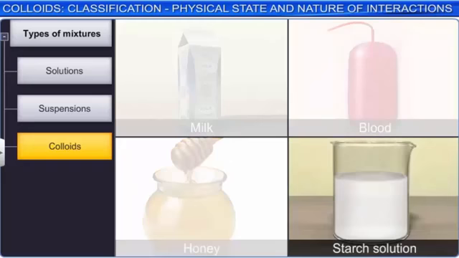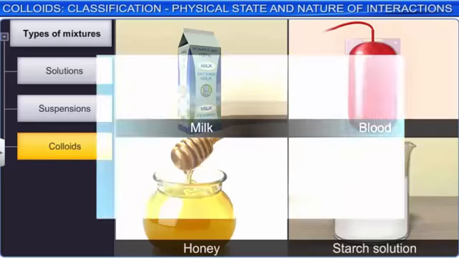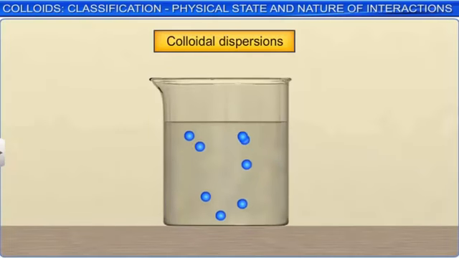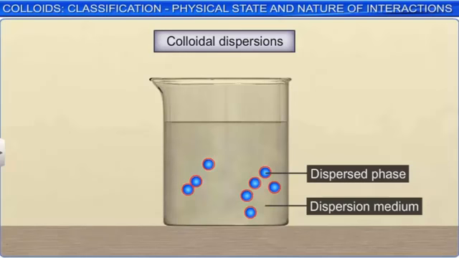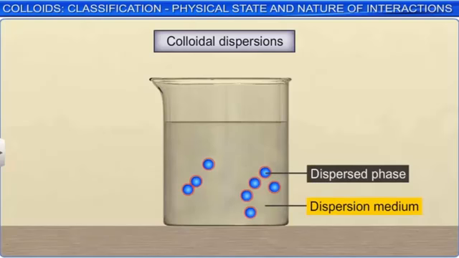Colloids are also called colloidal dispersions because the colloidal particles are dispersed throughout the mixture. For a colloidal solution, we use the terms dispersed phase and dispersion medium. The phase that is scattered or present in the form of colloidal particles is called the dispersed phase, and the medium in which the colloidal particles are dispersed is called the dispersion medium. For example, in a starch solution, starch represents the dispersed phase, while water represents the dispersion medium.